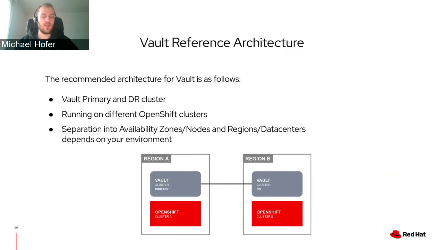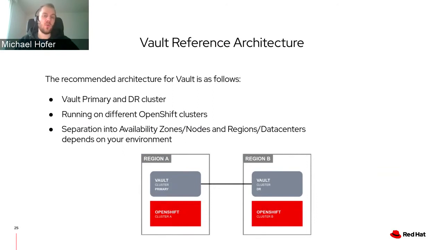In the case of a failover, you can simply make the DR cluster the primary one, which is quite a simple operation to do. Both of these Vault clusters are also running on dedicated OpenShift clusters. So if there's a problem on the infrastructure layer, you can also easily fail over to the DR option.